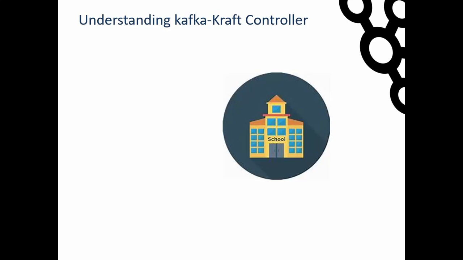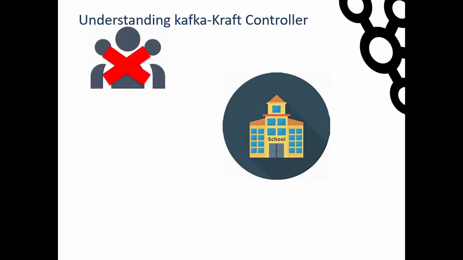After KRaft, Kafka with no ZooKeeper, the principal has full control now. Imagine the school removes the school board and gives full authority to the principal and their assistant principals, the KRaft controllers. One principal, the leader controller, is chosen. Assistant principals, the follower controllers, help manage decisions. All decisions are written down in school records, the metadata log, so everyone stays updated.